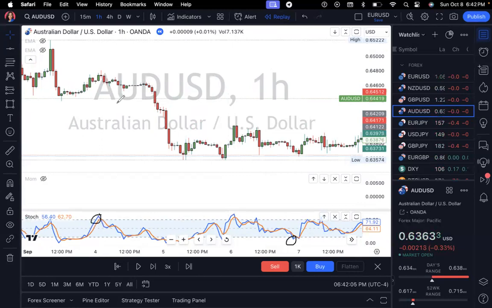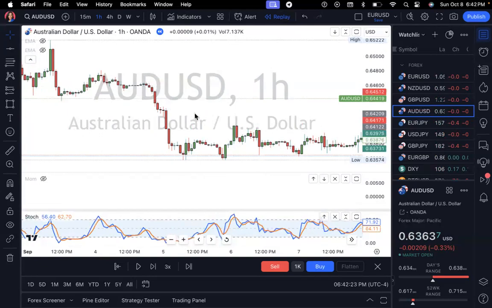Even here, this was a little sketchy, right? This was sketchy, but we can see the stochastic actually cross back down. And even though it was consolidating for some hours, it actually did decide to sell. And the signal was when the stochastic crossed. Again, we have the cross up. We see the buy, cross down, sell.